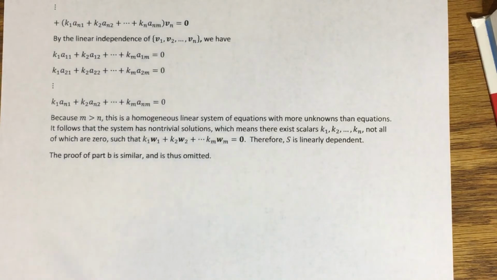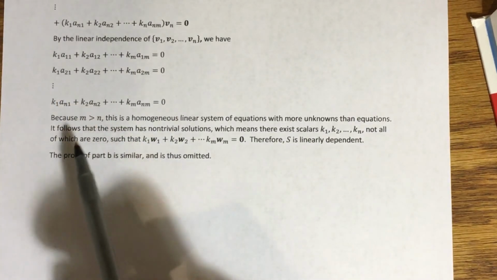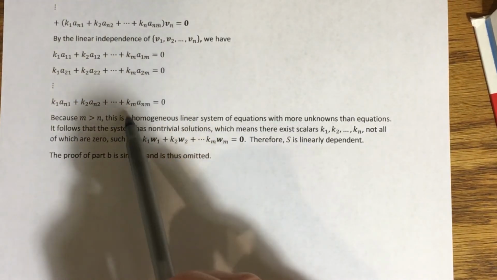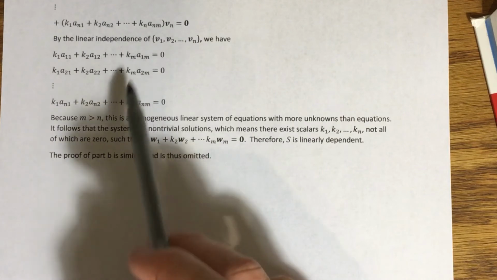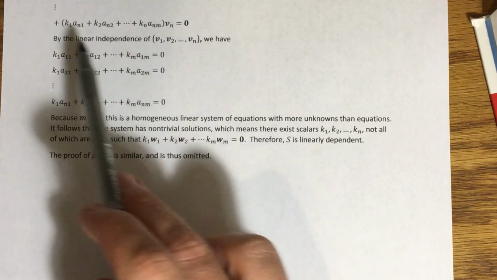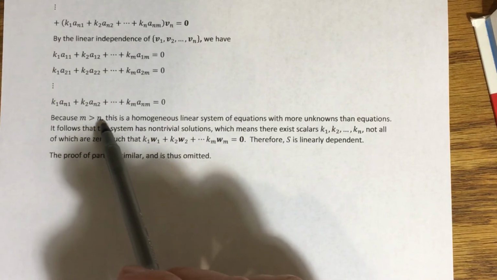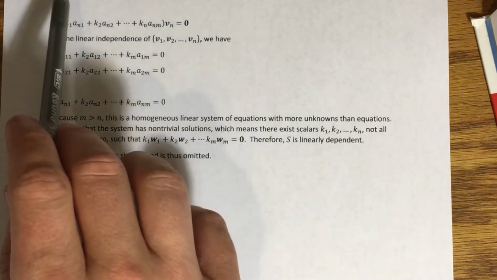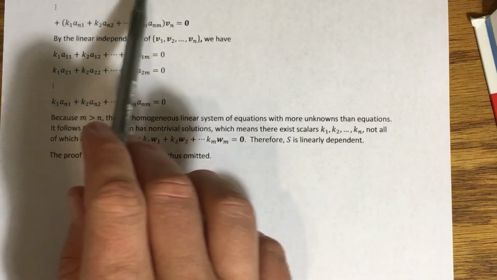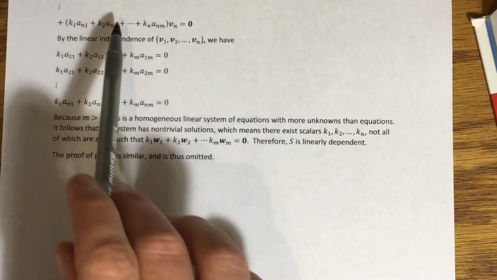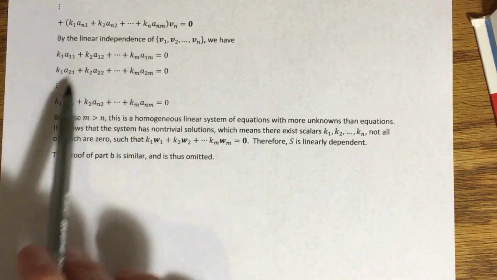Now think about this for a moment, because up until this point we've never used the assumption that we made in the first place, which was that m is greater than n. And here's where it finally matters. So if m is greater than n, remember the m represents the number of k's that are showing up here. And those k's are the unknowns, right? N corresponds to the number of v's, which is the same thing as the number of coefficients that I'm looking at. That corresponds to the number of equations here.